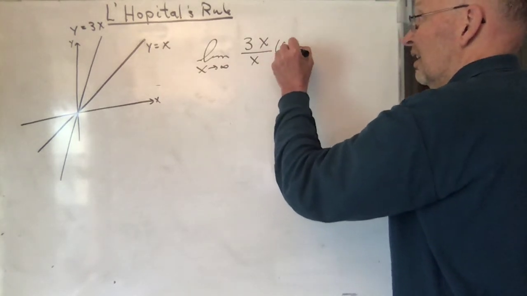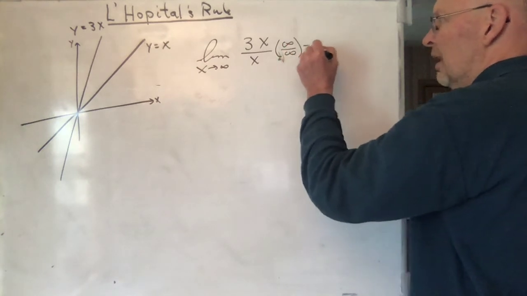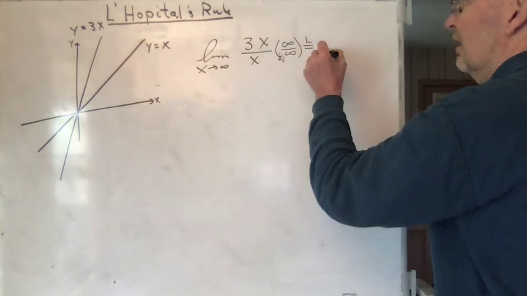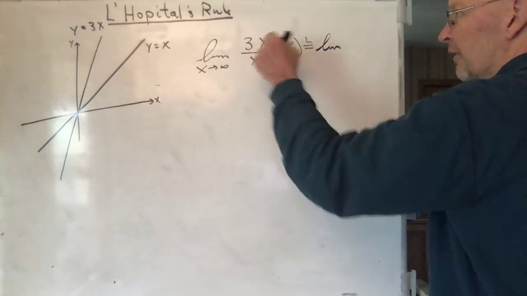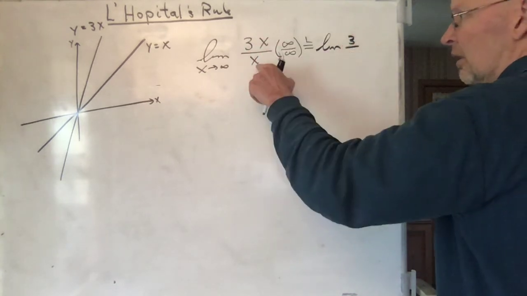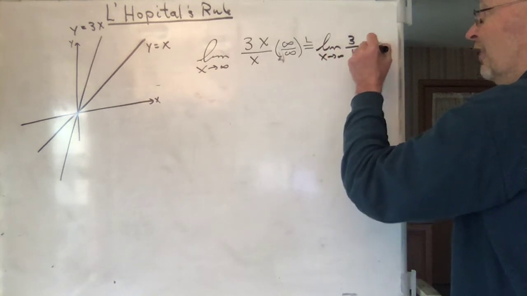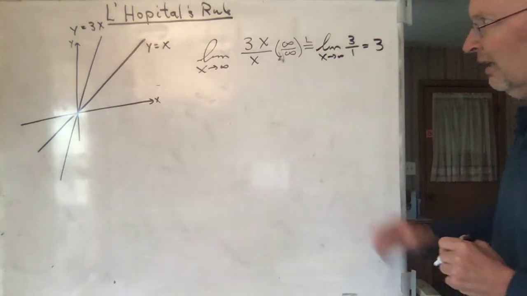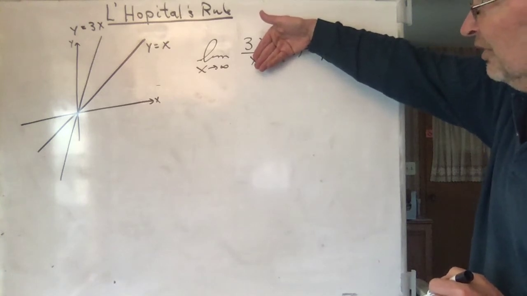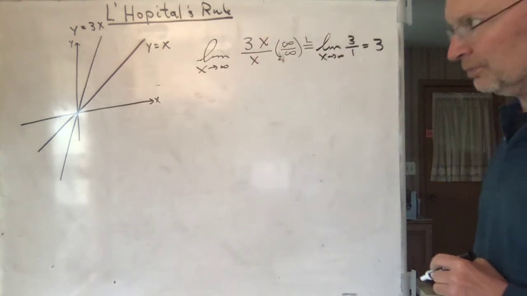we focus in on those rates of growth, and we say that the derivative of this, which would be 3, over the derivative of this, which would be 1, as x goes to infinity, is equal to 3. Okay, so we do it either simply or using L'Hopital's rule.